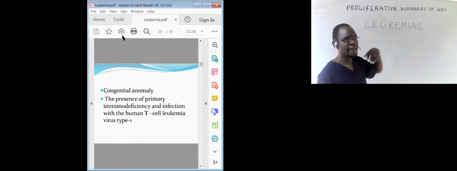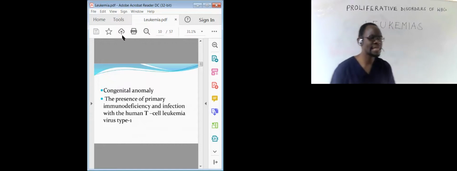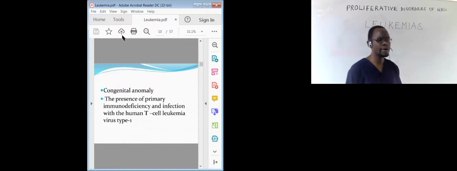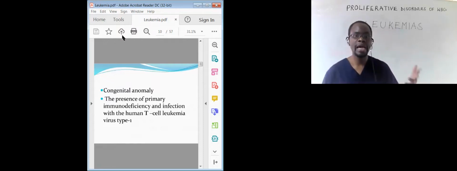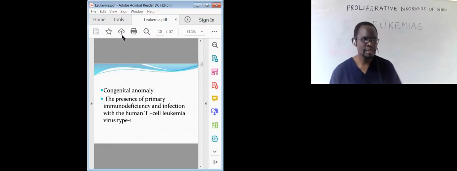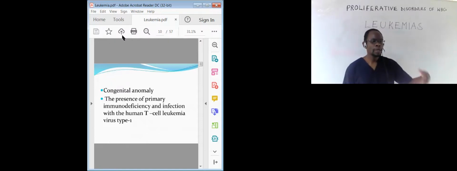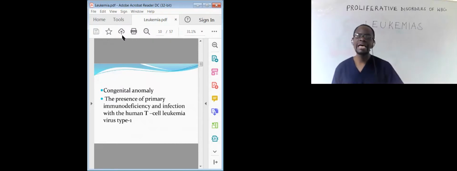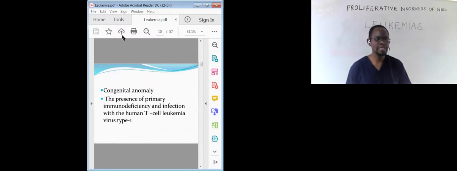Then there are congenital abnormalities and the presence of primary immunodeficiency. Even in HIV, patients can end up with leukemias or even lymphomas. So immunosuppression can also predispose you to getting lymphomas.